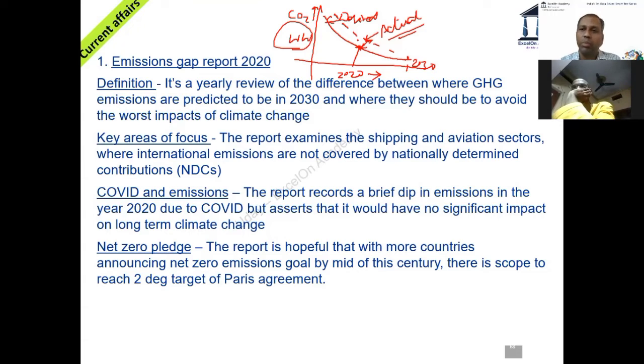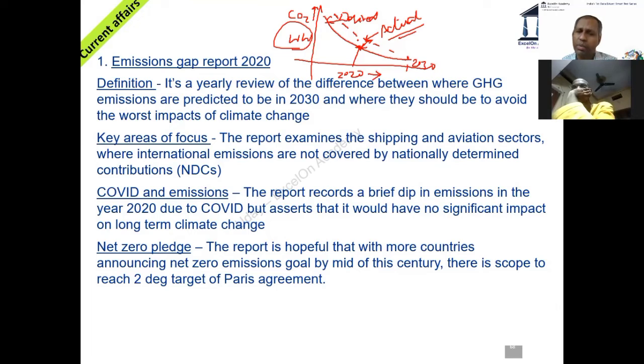So for the first time, the emission gap report has focused on 2 areas where the emission that is emitted is not included in any country's NDC. Now that's a very interesting thing. Where will you put it if it is not included in any country's nationally determined contribution? That is an area that the emission gap report is trying to assess.